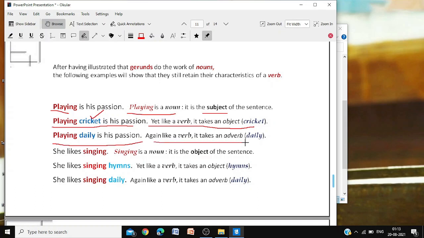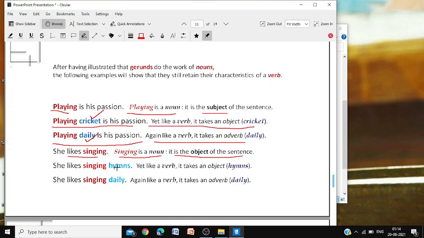Playing daily is his passion. Again like a verb, it takes an adverb. Playing when? Playing daily. She likes singing. Singing is a noun. It's the object. Just as we say she likes chocolates, she likes ice cream, so she likes singing.